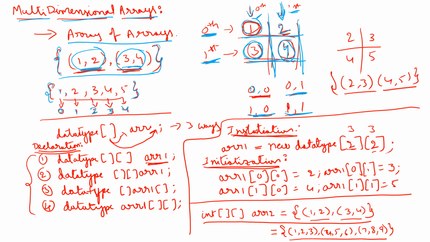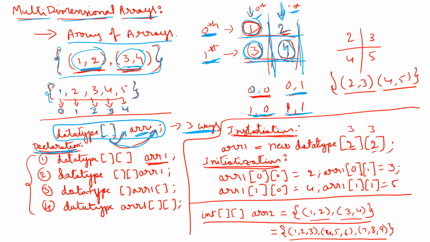So how do we declare a multi-dimensional array in Java? For a single dimensional array, we declare it like this: data type, then the square brackets, and then the name of the array. We can also have the square brackets after the name of the array. So for a single dimensional array, we have 3 ways.